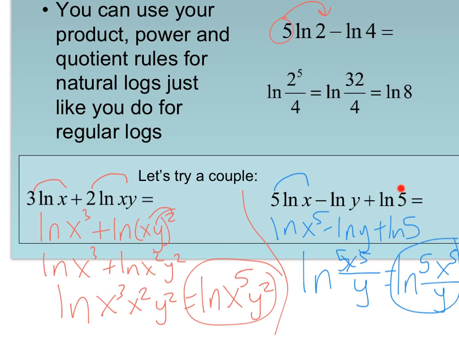Common mistake here: accidentally putting this in the denominator since we had subtraction here. This subtraction isn't applied to this natural log of 5. If I had parentheses, then it would get distributed to both, and yes, I would be dividing by 5. But because this is addition and the subtraction doesn't apply to it, this stays up in the numerator as we see here.